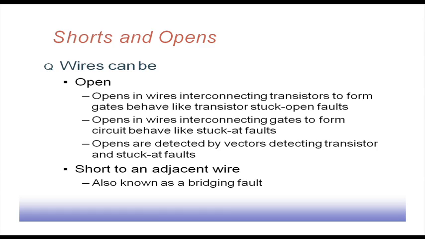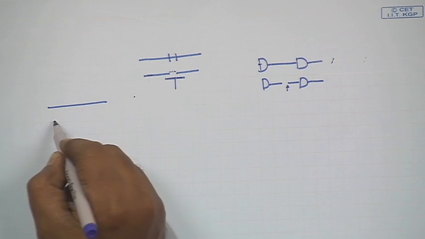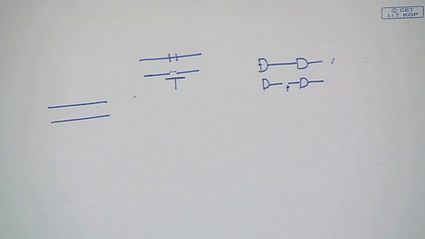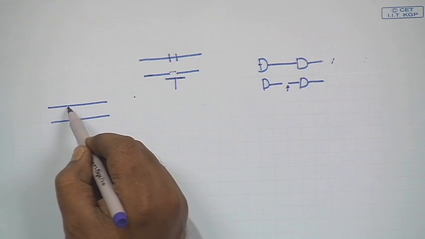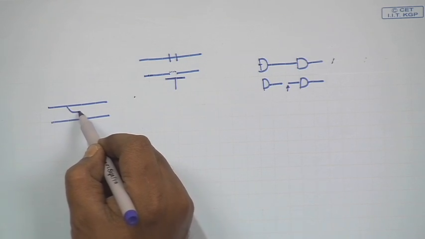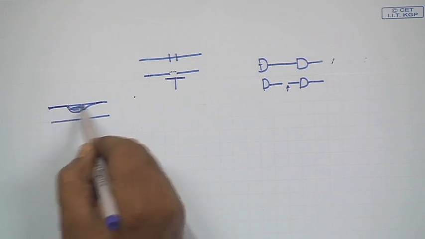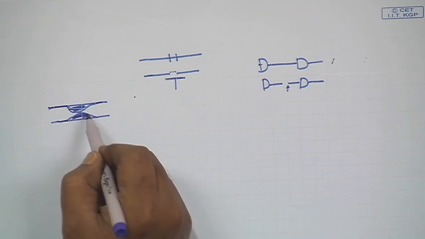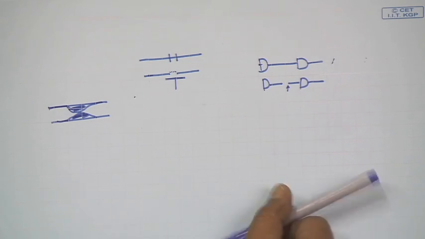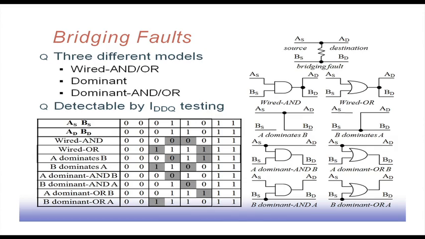Similarly, there are shorts to an adjacent wire. Two wires may be shorted. I have one wire running like this and another wire running like this. While physically manufacturing, maybe the thickness of these wires could not be maintained very accurately. So, maybe this part becomes thick, and similarly this part becomes thick like this. As a result, there is a shorting between these two lines. That way it gives rise to something called a bridging fault. Here I have A and B as two lines, and a connection is established between them through the creation of the bridge.